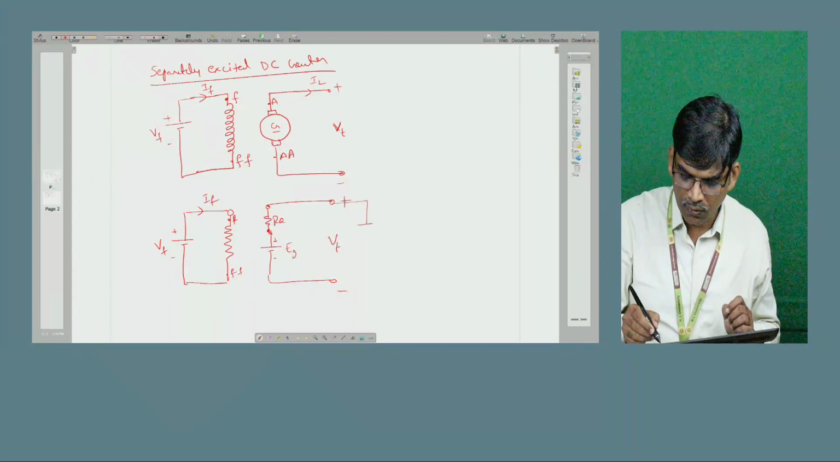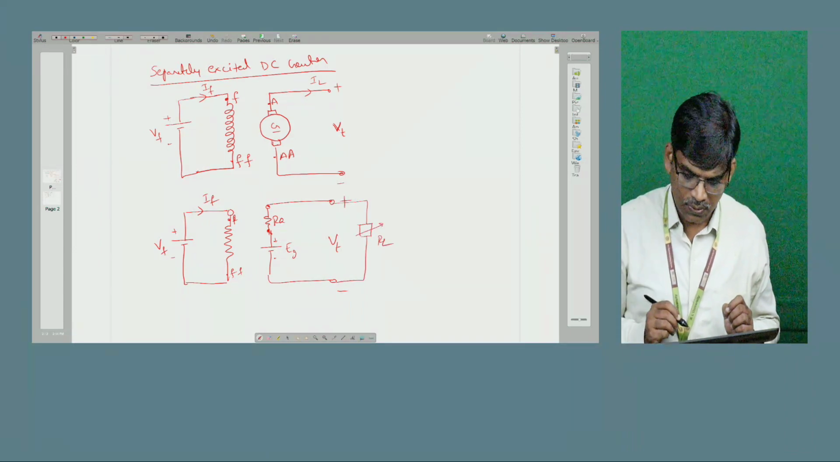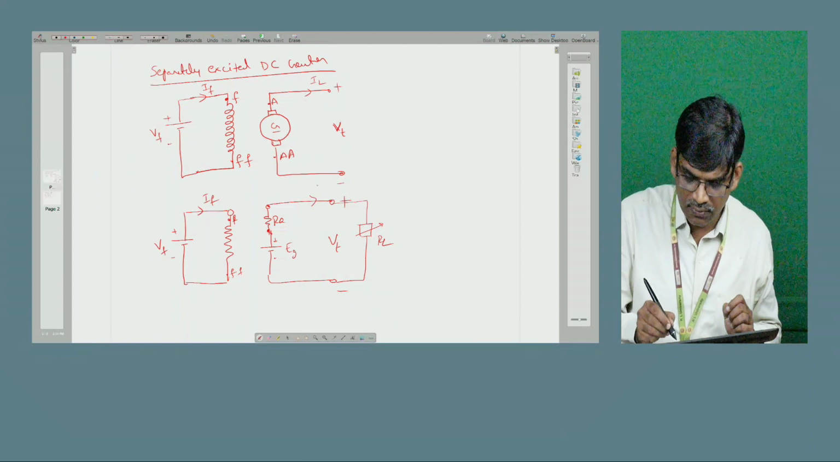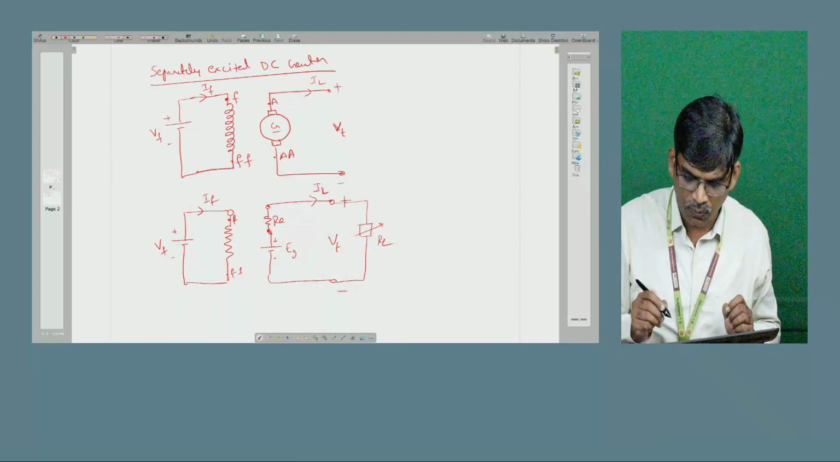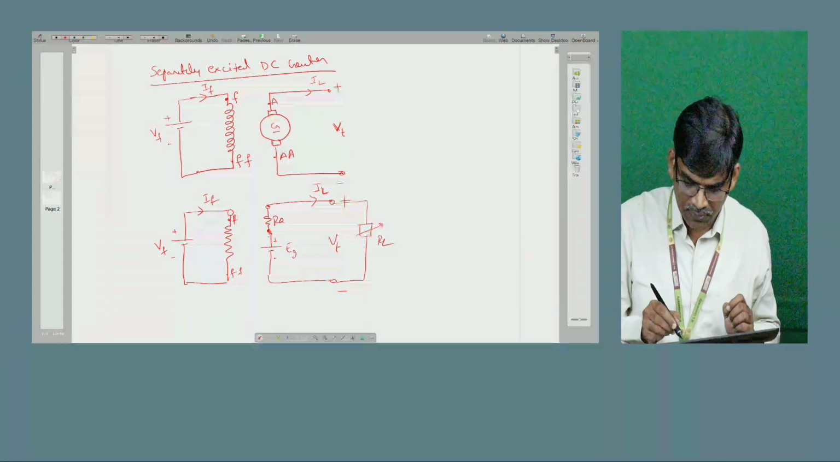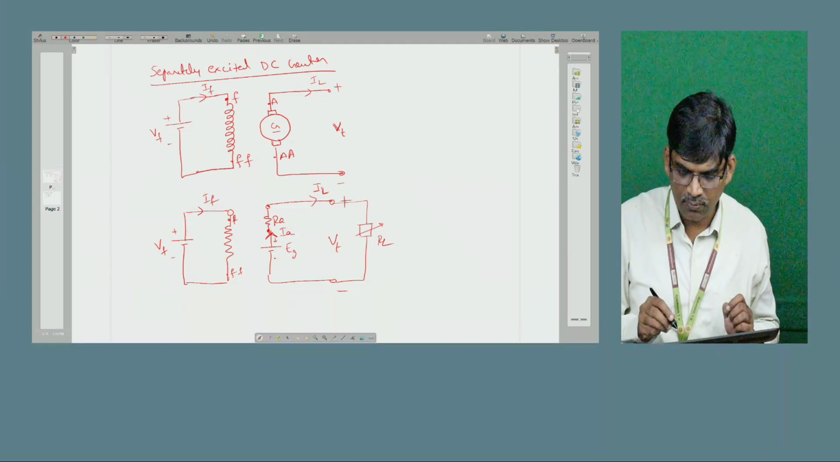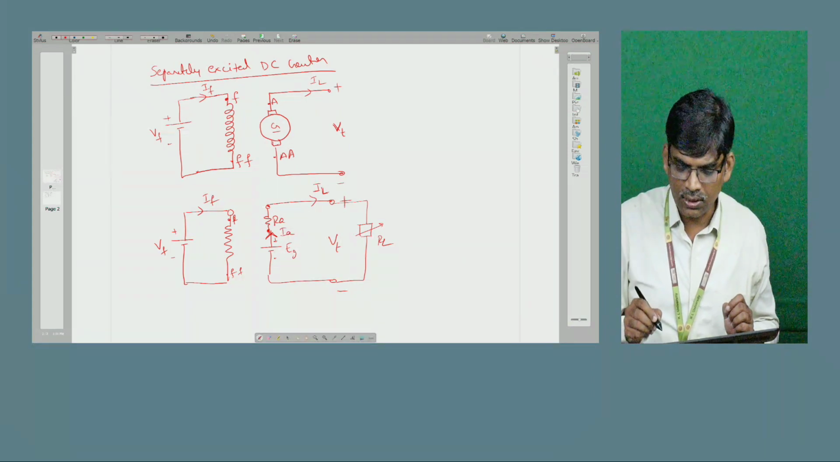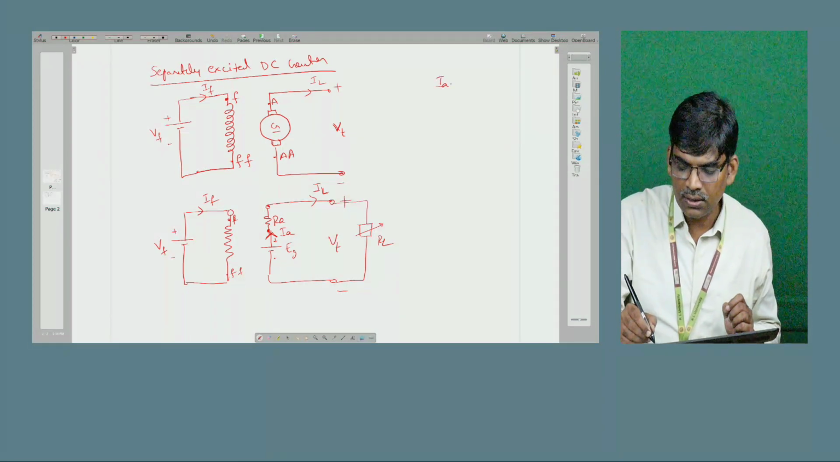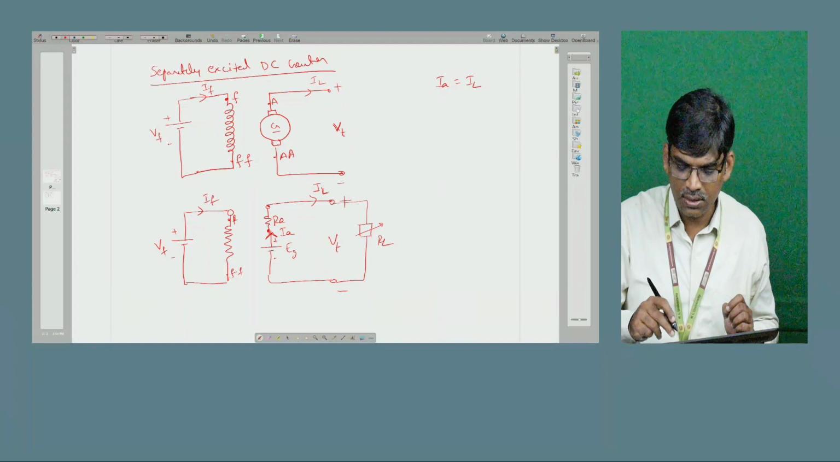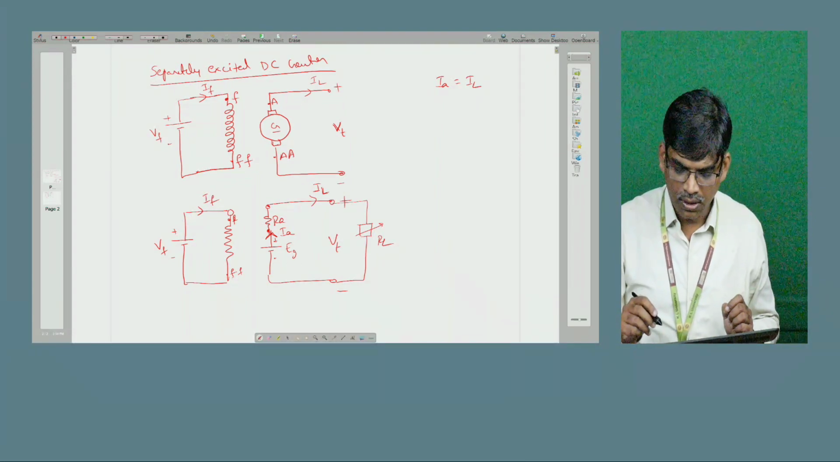Here you can connect to the load. Once you connect it, it delivers current. The current that is drawn is called the load current. The load current comes from the armature. This is the armature. The current passing through the armature winding is called the armature current. The current passing through the load is called the load current. In a separately excited machine, IA is equal to IL. Why? Because it is a single loop circuit.